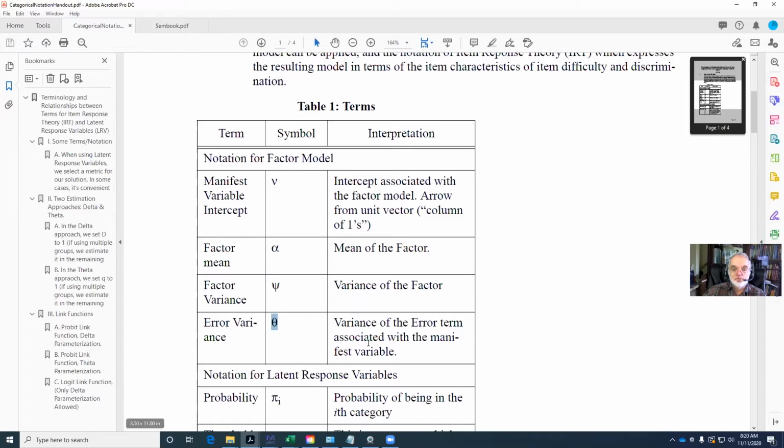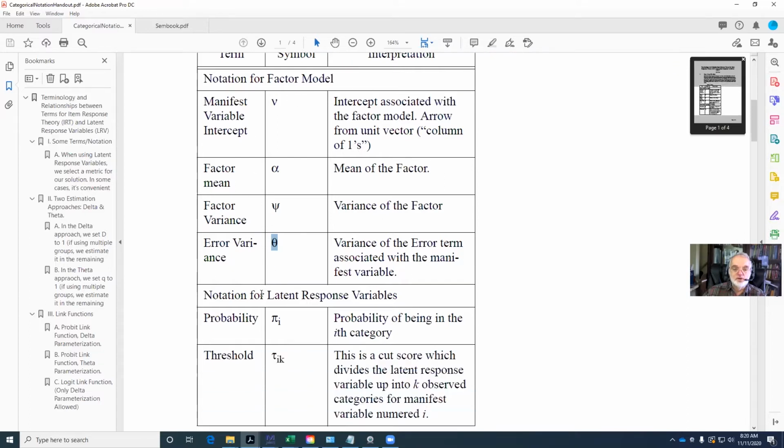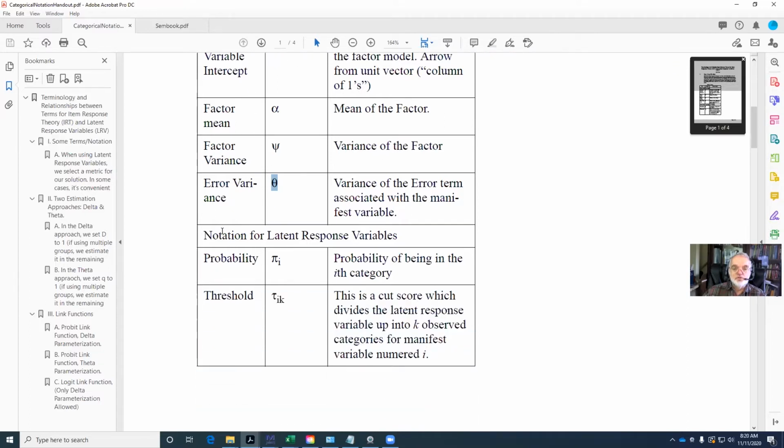So that's upstairs. This is all of our notation for continuous structural equation models. Now downstairs, we talk about categorical dependent variables, latent response variables. And there we talked about pi, the probability of being in a category, and tau, our threshold that cuts the latent response variable up into the categories that we have in our data. So far, so good.